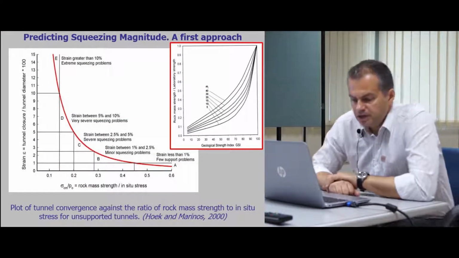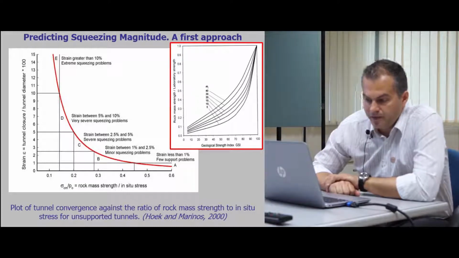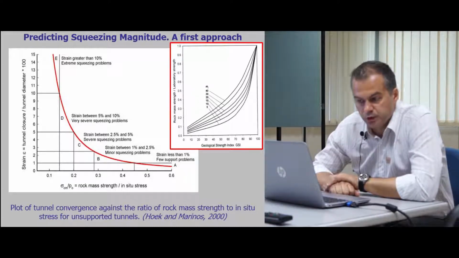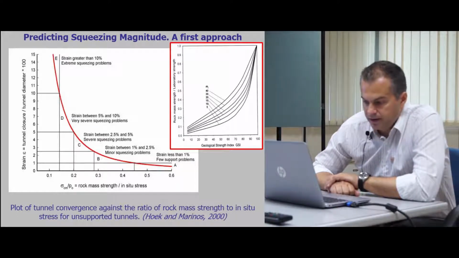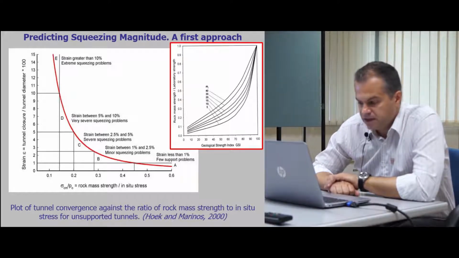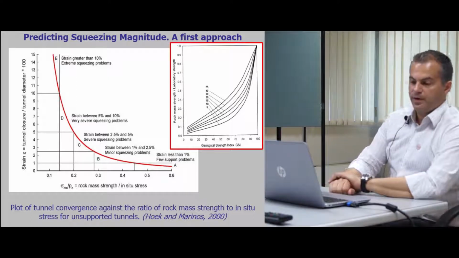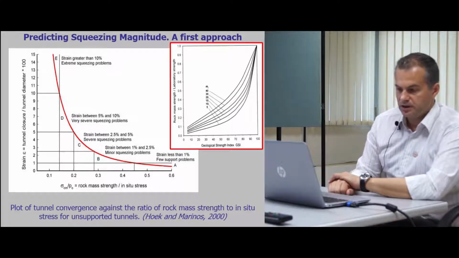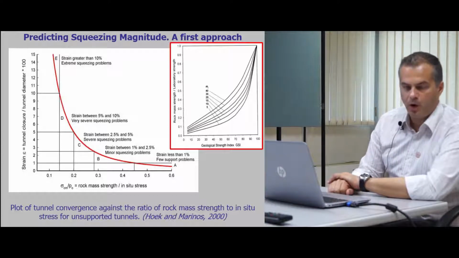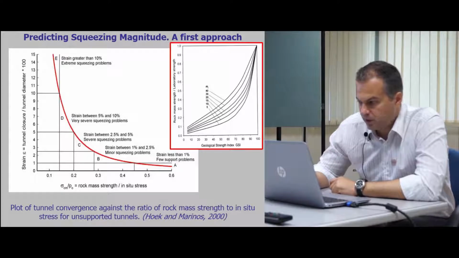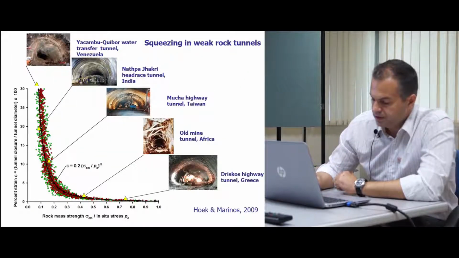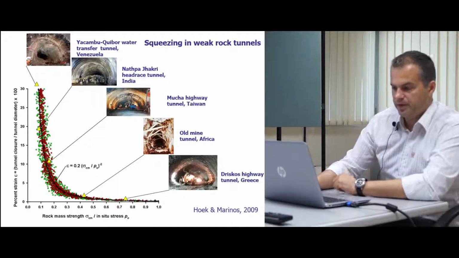In this methodology, the prediction of whether we have high strains or extreme squeezing conditions is made through this diagram, which is based on experience from tunneling in a lot of cases. So we have a plot of tunnel convergence, tunnel strains, against the ratio of the rock mass strength to the in situ stress for unsupported tunnels. So this is one case. You can see here how this diagram was developed. You can find it in Hoek and Marinos.